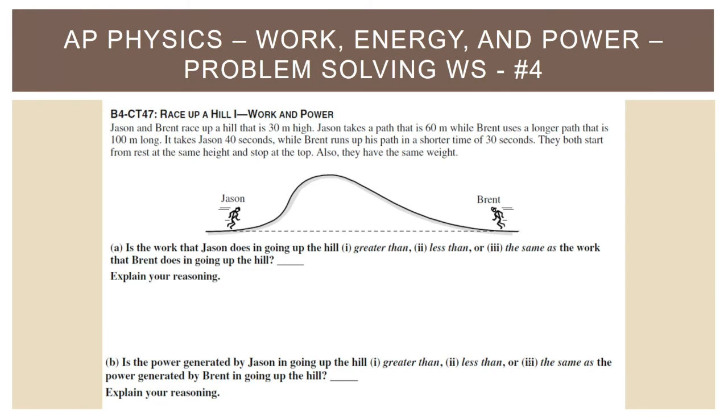It takes Jason 40 seconds, while Brent runs up his path in a shorter time of 30 seconds. They both start from rest at the same height and stop at the top. Also, they have the same weight. A says, is the work that Jason does in going up the hill greater than, less than, or the same as the work that Brent does in going up the hill? And then B is asking us about the power.